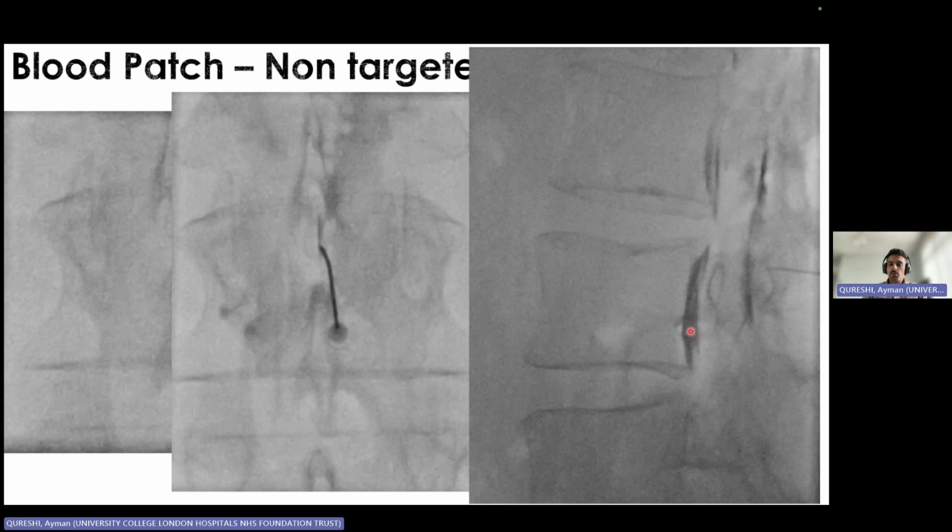You can see it over here towards the front and towards the back. So the contrast has wrapped around the dura. We don't see anything within the middle of the spinal canal, which is over here. So that tells us we're in a good position. We're ready to inject the blood.